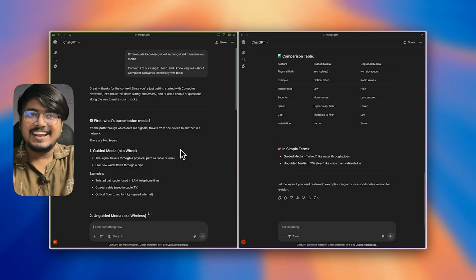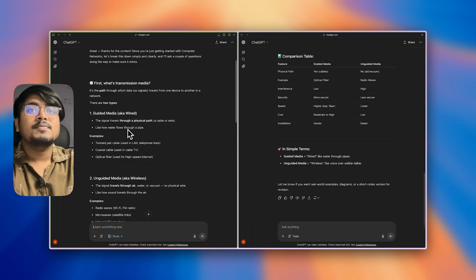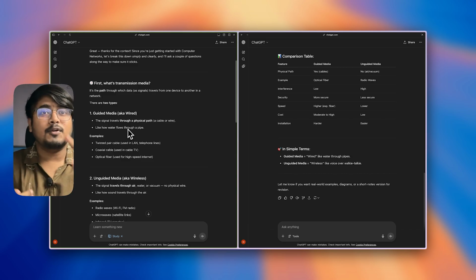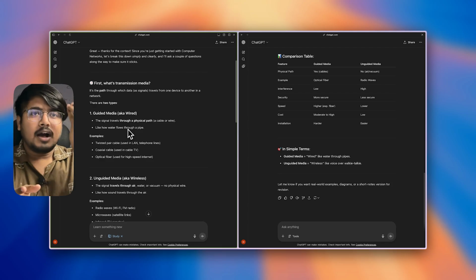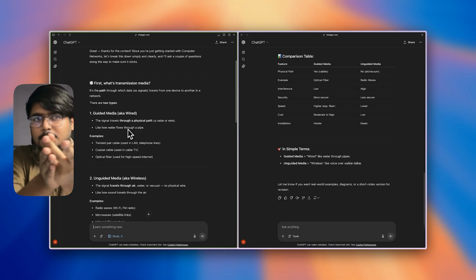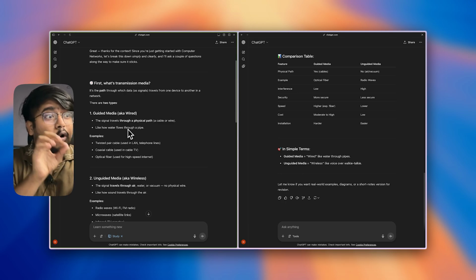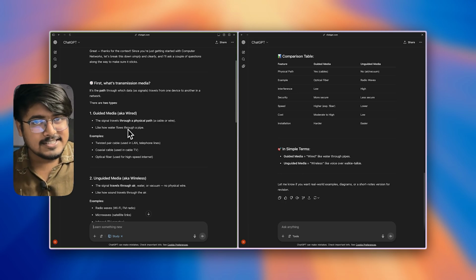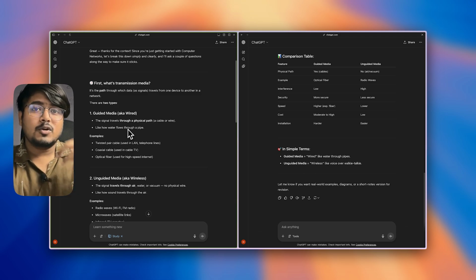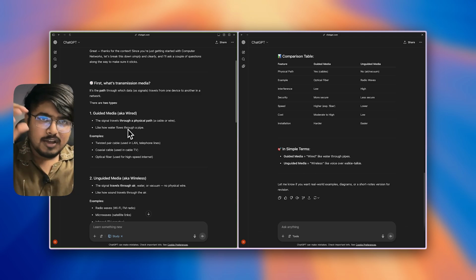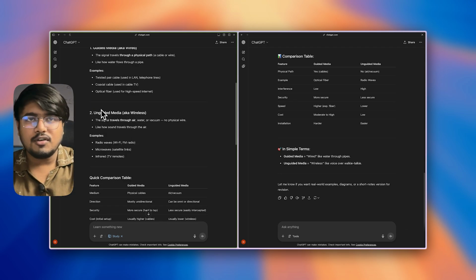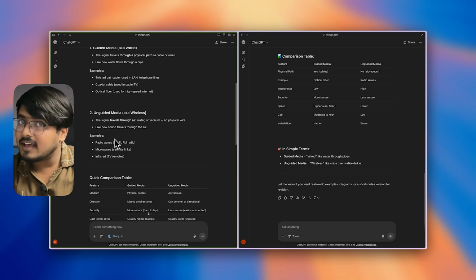But what about study and learn mode? Is it doing the same thing? So we are checking here. The first thing that we got was the idea of what transmission media is and what guided media is, giving a very simple example like twisted pair cable, coaxial cable, and also where these cables are being used. So you're not just getting the understanding of what and where, you're also understanding the core concept, where these things are actually working. Then you get the concept again for unguided media, and the examples.